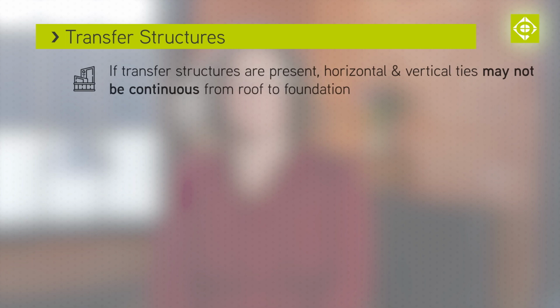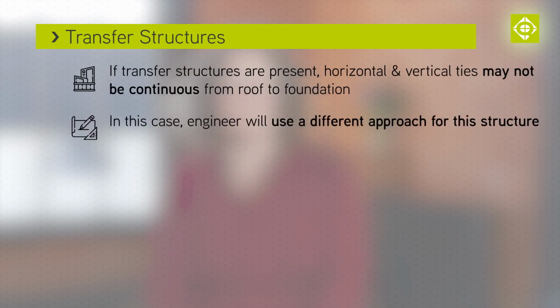It is also important to note that if there are transverse structures, the horizontal and vertical ties may not be able to be continuous from roof to foundation. In this case, the design engineer will probably need to take a different approach for the transverse structure, like designing it as a key element.